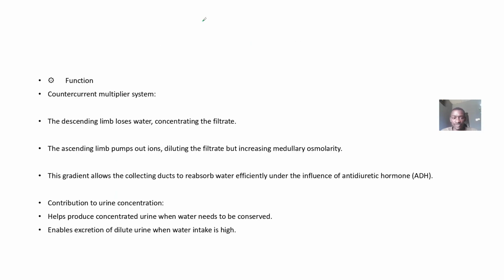So the functions: the descending limb loses water, concentrating the filtrate. The ascending limb pumps out ions, diluting the filtrate but increasing medullary osmolarity. The gradient allows the collecting duct to reabsorb water efficiently, under the influence of antidiuretic hormone. So it contributes to urine concentration and helps to produce concentrated urine.